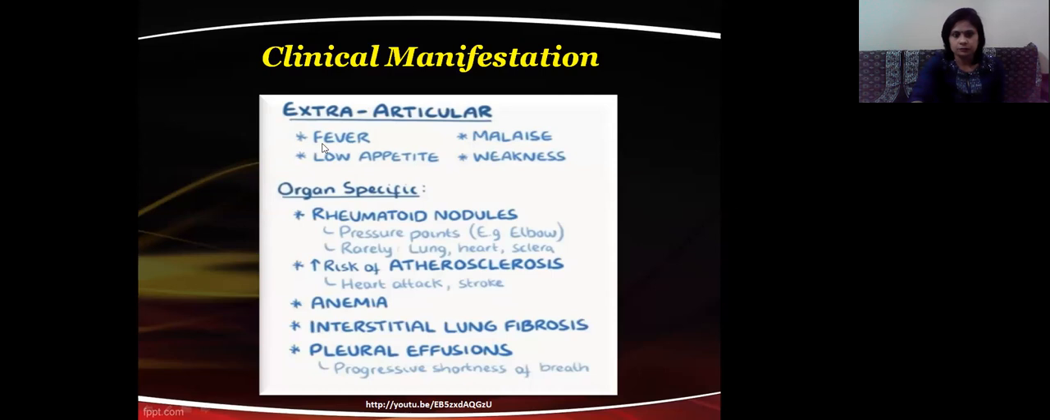Extra-articular manifestations of this disease are fever, low appetite, malaise, weakness, etc. The person may develop rheumatoid nodules. There will be increased risk of atherosclerosis. The person may be prone to heart attack and stroke. The person may develop anemia. There will be interstitial lung fibrosis, pleural effusion, etc.